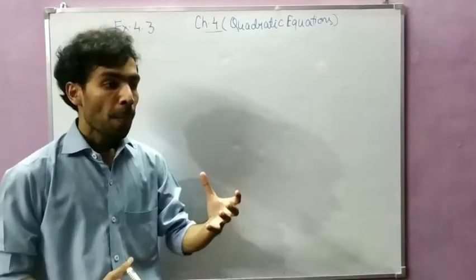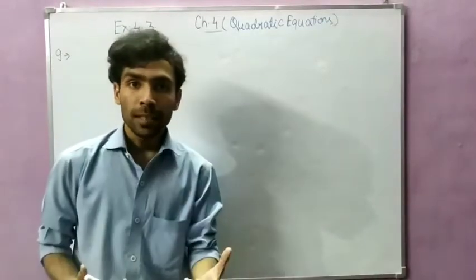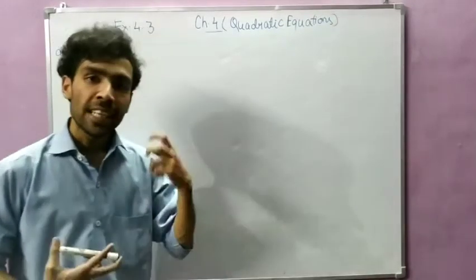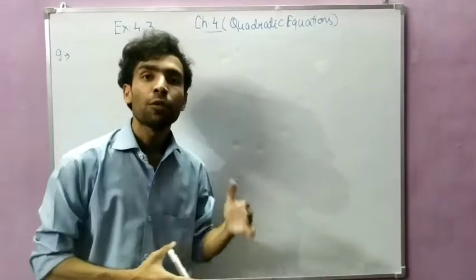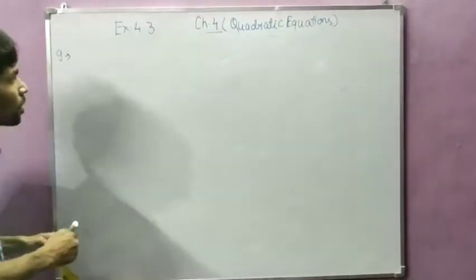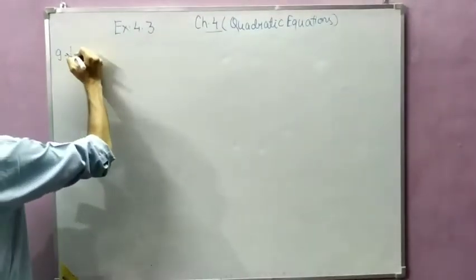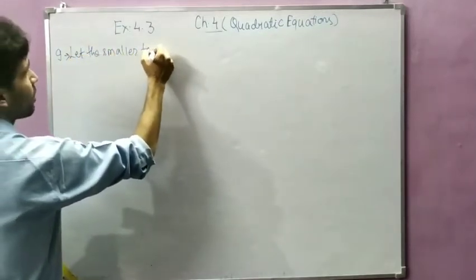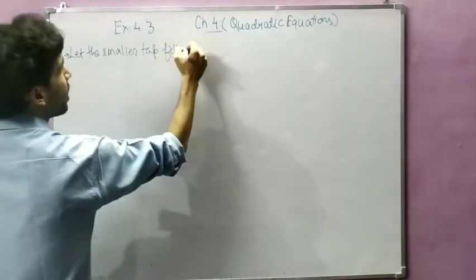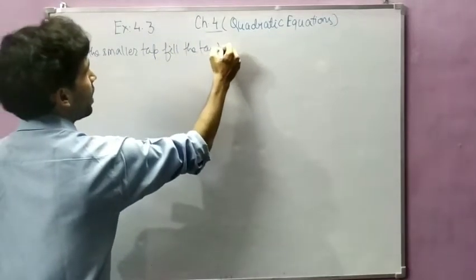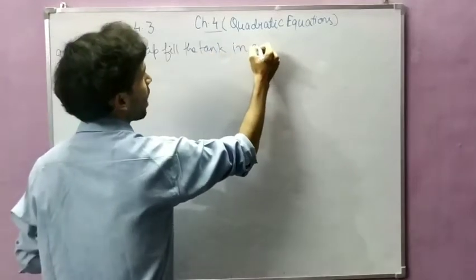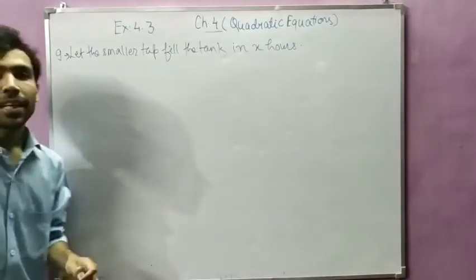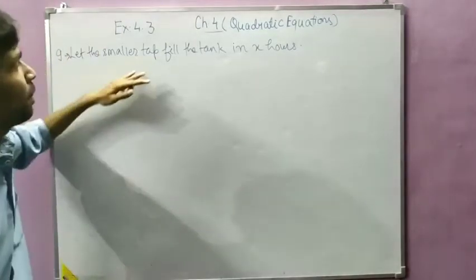Larger tap will produce more water and smaller tap will produce less water. Okay, so it's clear that larger tap will take less time to fill the tank. So what we have to assume? We can assume let the smaller tap fill the tank in x hours. Okay, how much hours? X hours. In x hours it takes time to fill the tank.